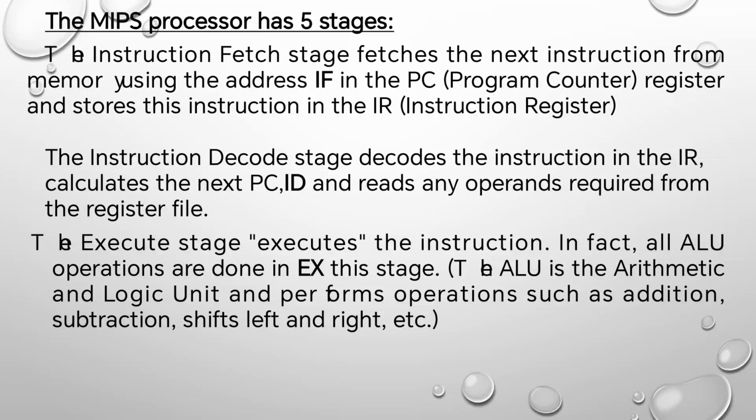The instruction fetch stage (IF) fetches the next instruction from memory using the address in the program counter register and stores this instruction in the instruction register. The instruction decode stage (ID) decodes the instruction in the instruction register, calculates the next PC, and reads any operands required from the register file. The execute stage (EX) executes the instruction. In fact, all ALU operations are done in this stage.